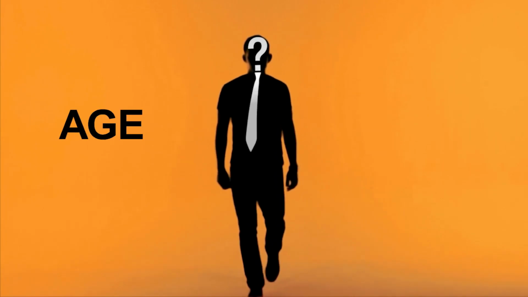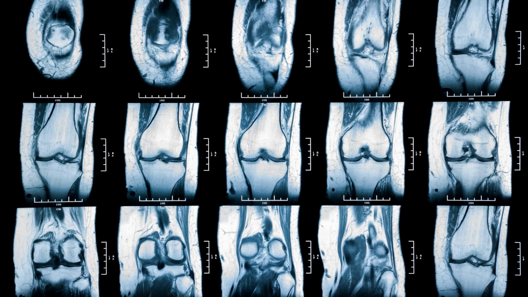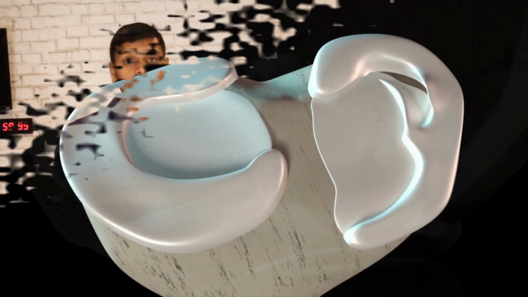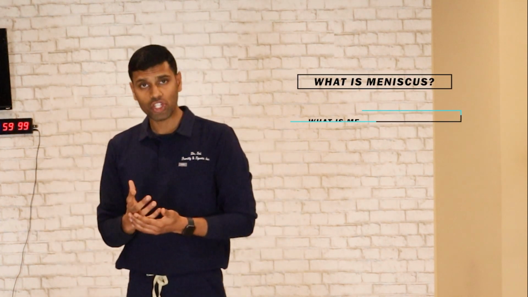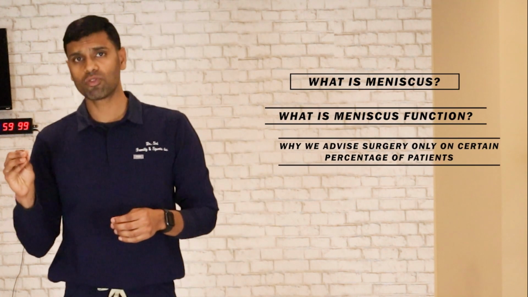So let us say you're more than age 40 and you've been having knee pain. You got an MRI and in the report it says that you have a meniscal tear and you're confused on what to do next. So in this video, I'm going to discuss what is meniscus, the meniscal function, and why we advise surgery on only a certain percentage of patients and the rest of the patients actually do well with physical therapy.